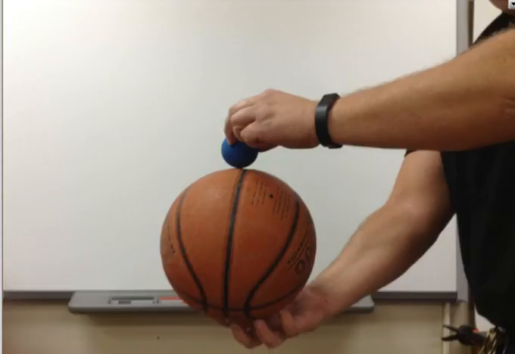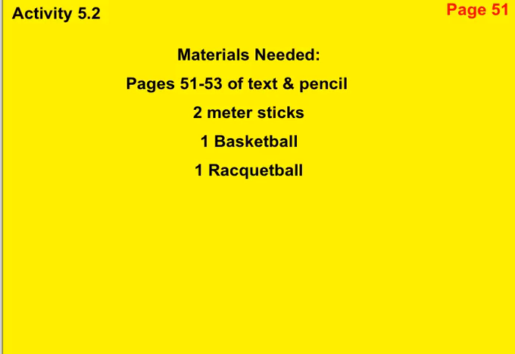All right, so you've had a little bit of time to make some predictions. So this is what's going to happen. If you are absent, obviously you're not going to be able to do this. But what I did was I sent the entire class outside. Each class had the book because they were going to record your data. They had 2 meter sticks, a basketball, and a racquetball.